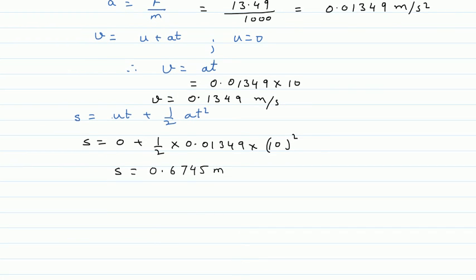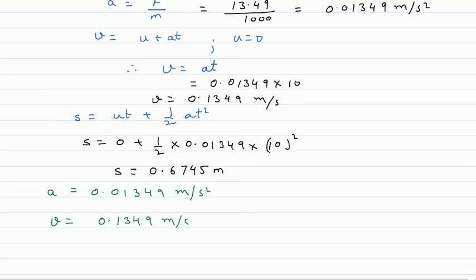So now we write the answer to this question. The acceleration of the body comes out to be 0.01349 meter per second square. Velocity comes out to be 0.1349 meter per second, and the distance covered by the body is 0.6745 meter. That is all for this question.